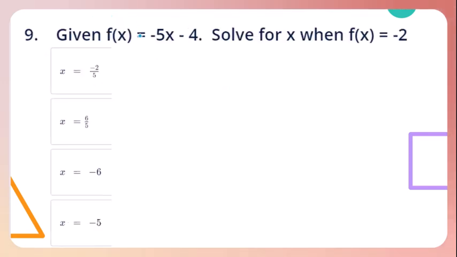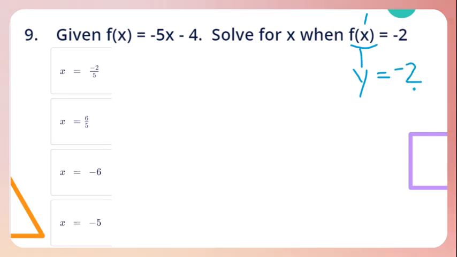All right, question number 9. Given f of x equals negative 5x minus 4, we want to solve for x when f of x equals negative 2. Now this time I didn't give you a number here. I said f of x, which is our y, let's replace that with y is equal to negative 2. Don't let that trick you.